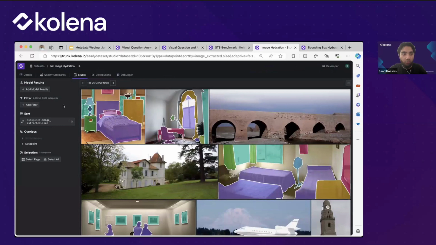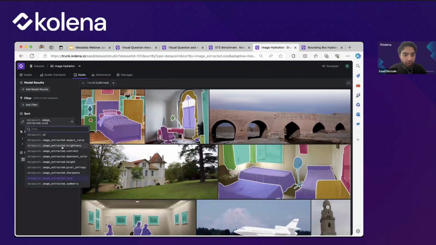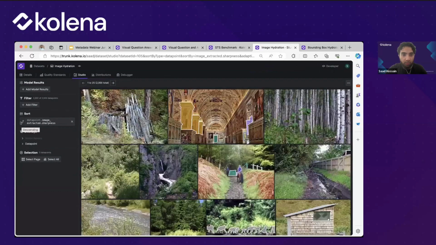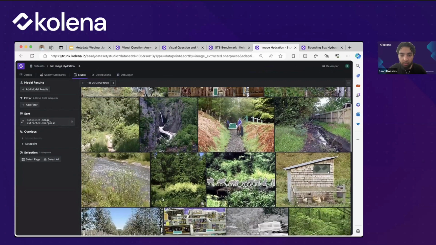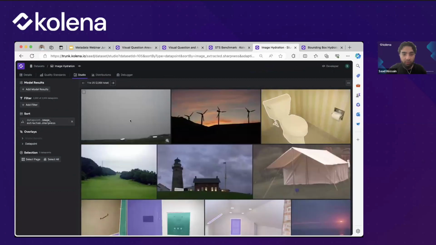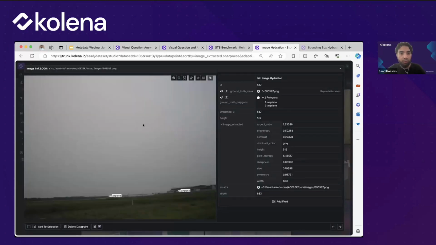Similarly, just going over how some of the image properties look in the real world. If you were to sort by something like sharpness, you can see how these are very detailed images that have very high sharpness. There's a lot of leaves, a lot of detail. And if we were to sort in a decreasing manner, we'd see that these are a lot more bland images.